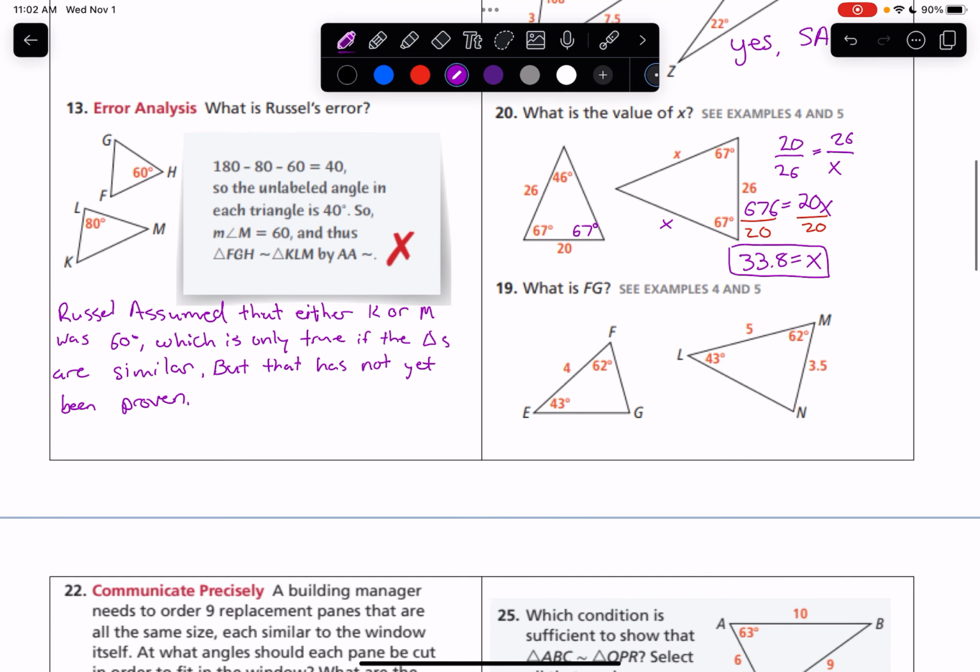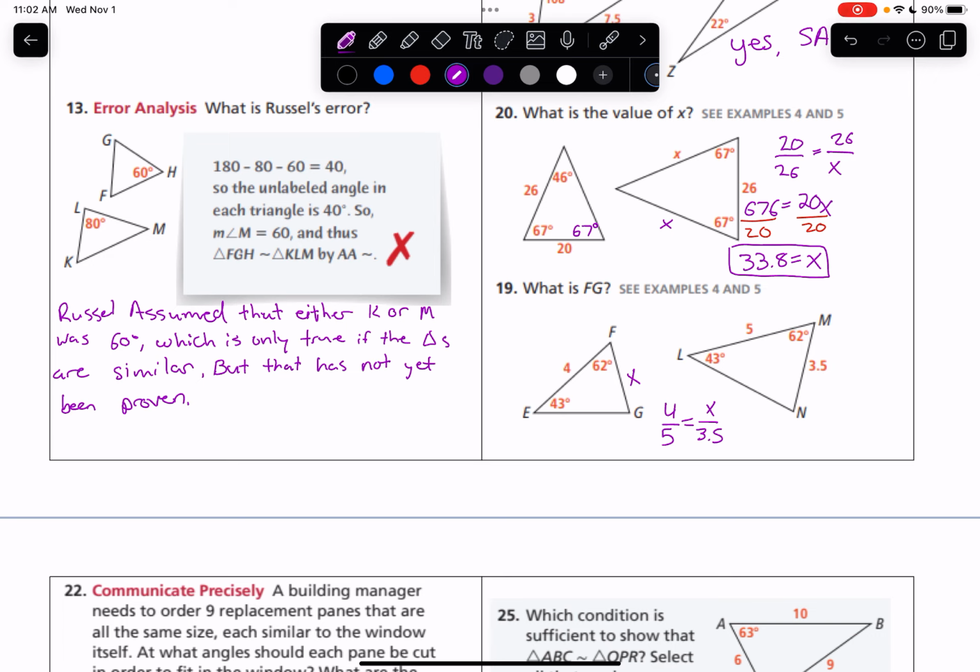Number 19, what is FG? Again, I want to see whether these triangles are similar. And of course, they are similar by angle, angle. So I'm trying to find FG. So I'm going to make a ratio or a proportion here. Use my longest sides and my shorter sides there. So I've got 4 over 5, long side to long side, equals x over 3.5, short side to short side.